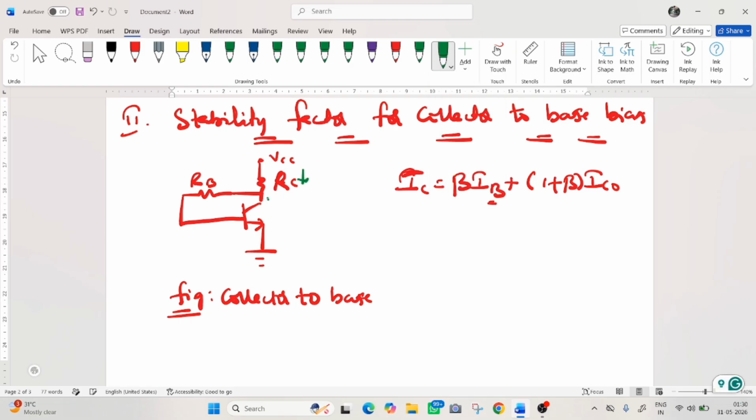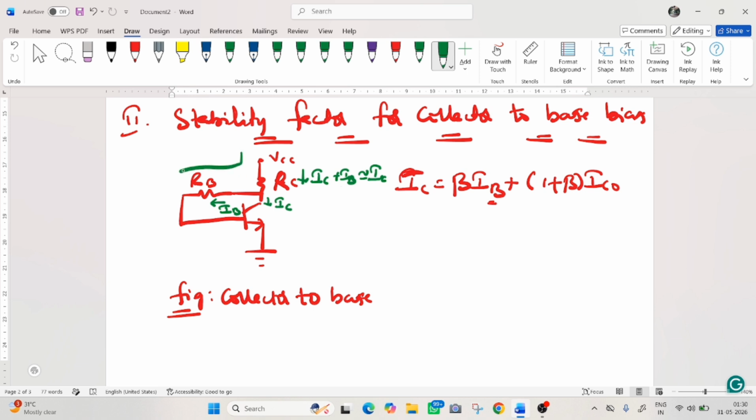Here at this terminal, the current is IC. At this terminal, the current is IB. So what is the entering current? The leaving currents are IB and IC, so the entering current should be the combination of these two. That is IC plus IB, which is approximately equal to IC, because this base current is very, very small.